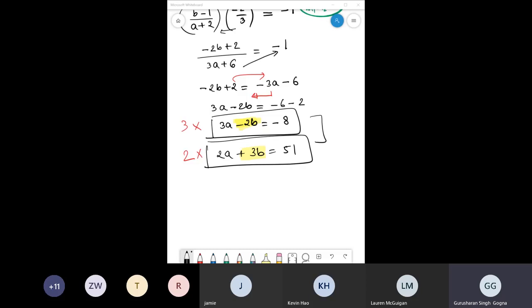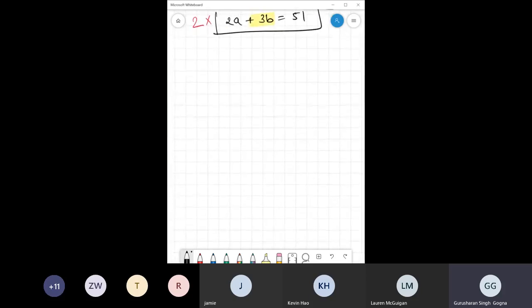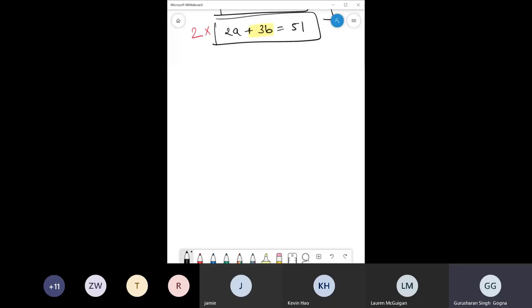I think that pretty much covers all different types of questions from this chapter. And now I'm moving to the second chapter in coordinate geometry, which is circle. Anybody has any question?